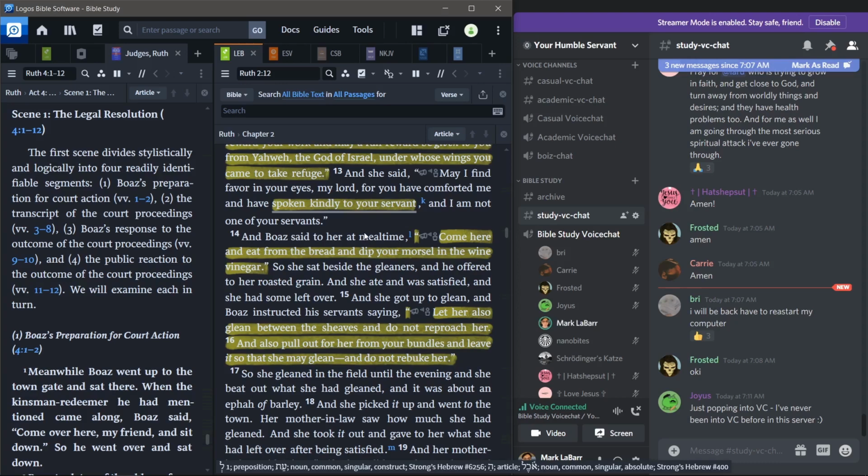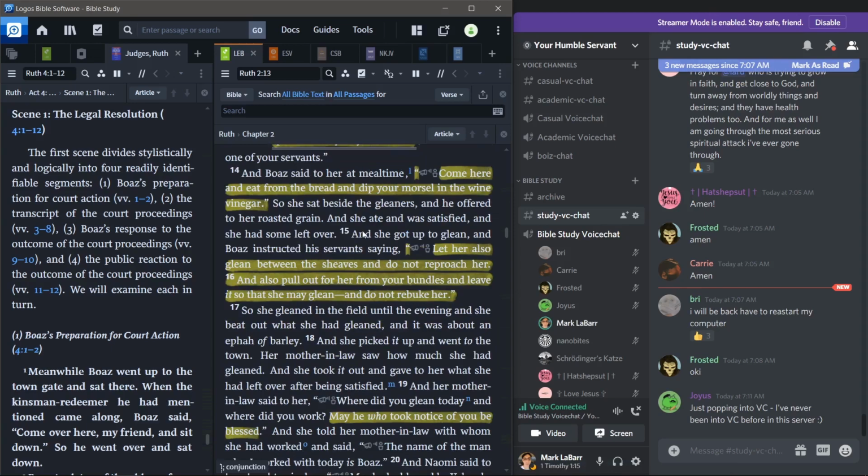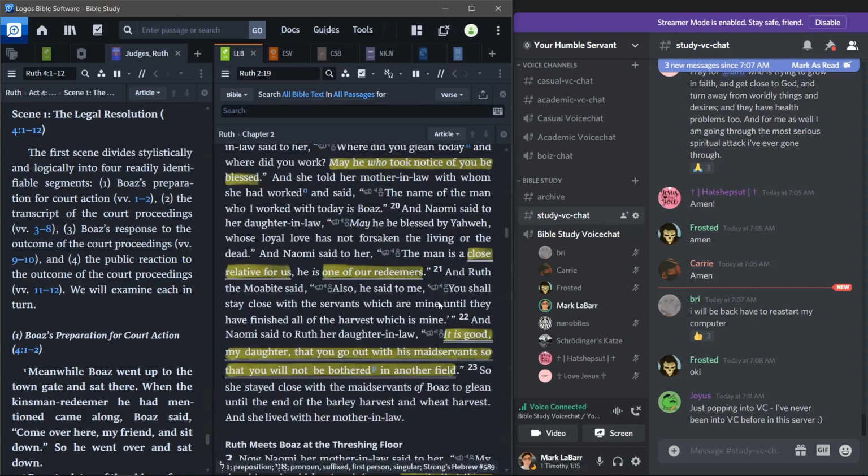And then in verse 14, he tells Ruth specifically, "Come here and eat from the bread and dip your morsel in the wine vinegar." And in verse 15, "Let her also glean between the sheaves, and do not reproach her, and also pull out for her from your bundles, and leave it so that she may glean, and do not rebuke her." So he's being super nice to her. He's eating with her, and specifically telling his own servants to make it easier for her to glean from the fields and help her along.